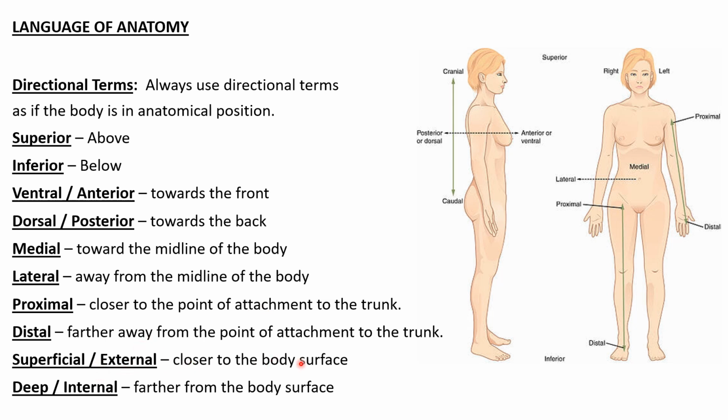Superficial or external is closer to the body surface, and deep or internal is farther from the body surface. So it's more into the body. By the way, notice most of these come in pairs, these words, and they need the opposite. So superficial, if you say a person's really superficial, then you're saying, you know, they're just what you see on the surface, right? But here, the skin is superficial to the muscles, and the muscles are deep to the skin because they're further inside the body than the skin.